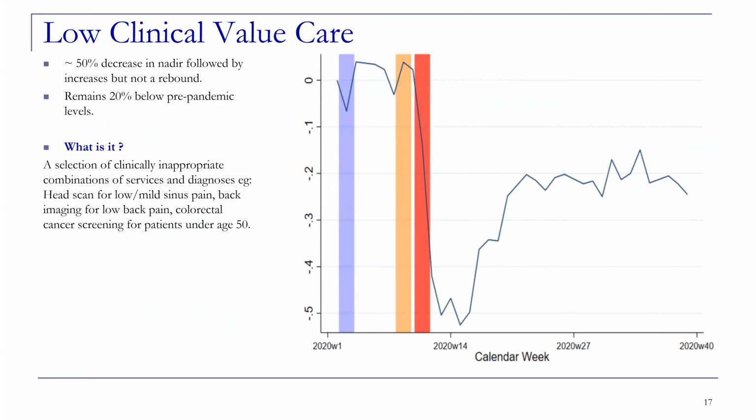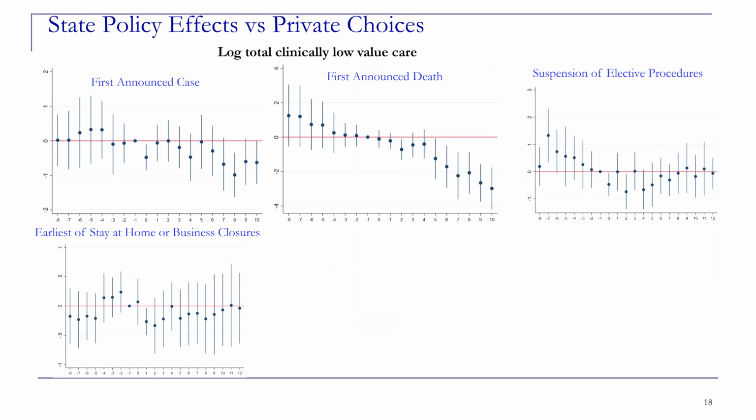This is something that's low value, just based on the definition. So I put here the clinically inappropriate care. So sinusitis, undefined causes, and then plus a head scan for that patient. Low back pain, unidentified, and back imaging for that patient. Okay, so here we see it decreases by 50%, but it doesn't go back to pre-pandemic levels. All right, and here we see that it responds to the first death.